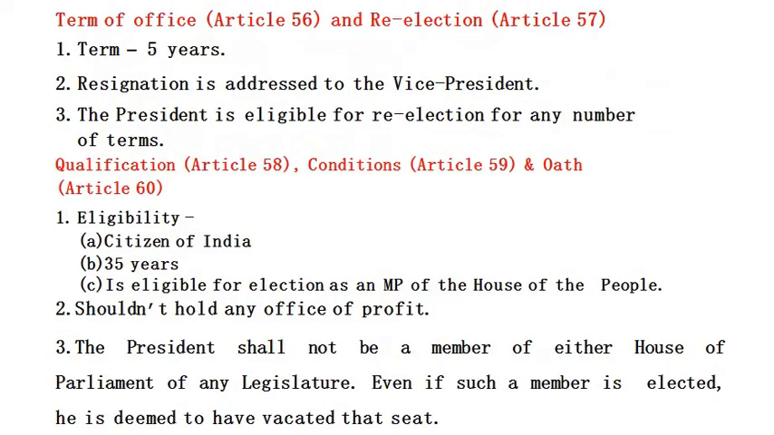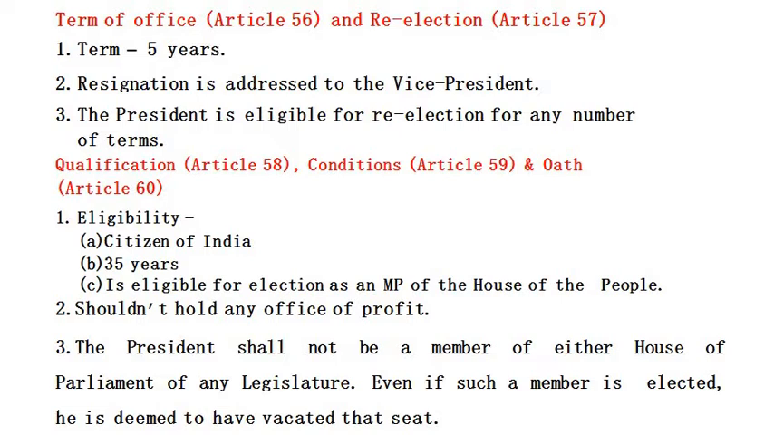Then comes the term of office. The President is elected for five years, and the resignation of the President is given to the Vice President. The President is eligible for re-election any number of times. That means the President is elected for five years, and after five years, if he wants to stand again for the presidential election, he can. That means re-election any number of times.